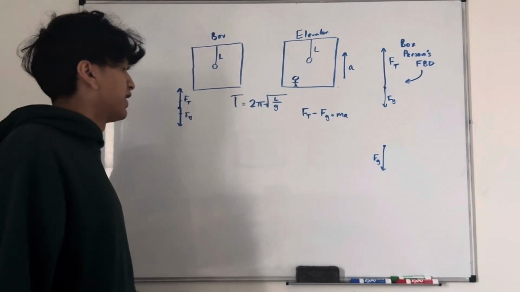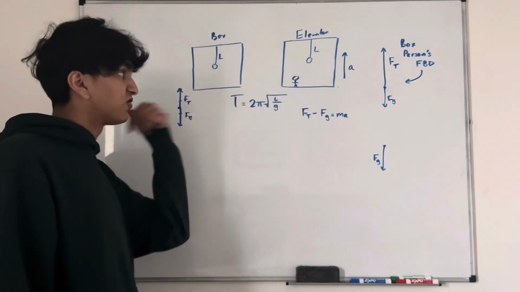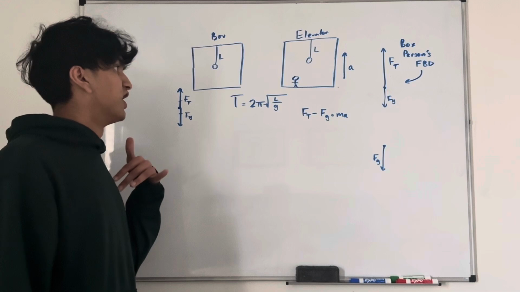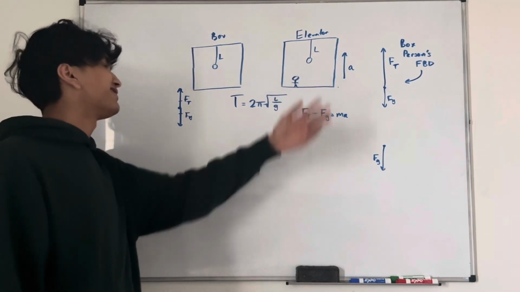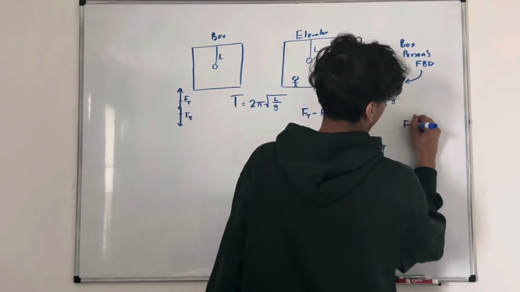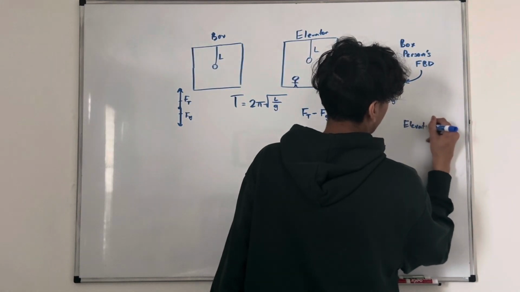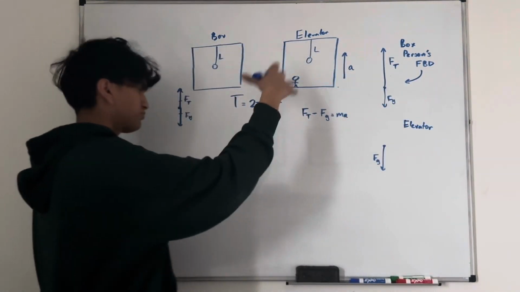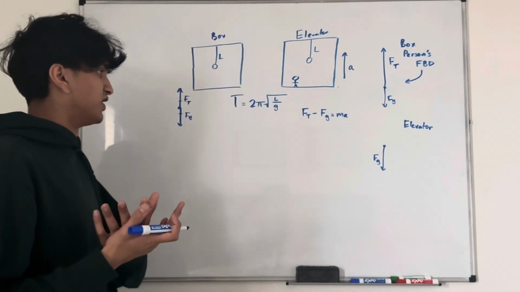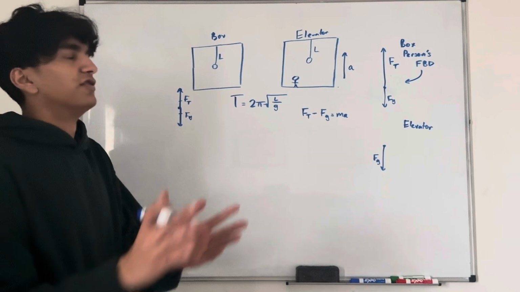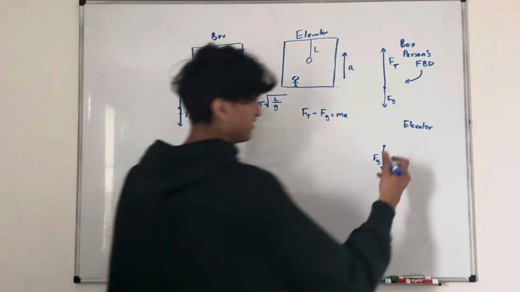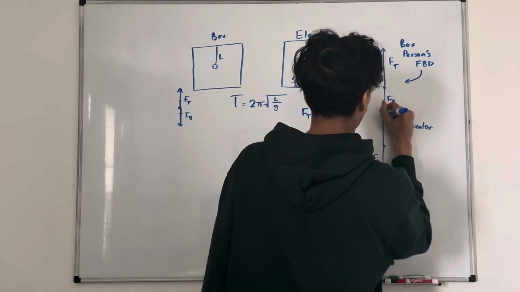Let's say he calls box person and asks, what do you think the tension is? Let's even say elevator person knows the elevator is accelerating up relative to the observer, the box person. He paid attention in physics class, so he's like, hey, tension has to be bigger, right?